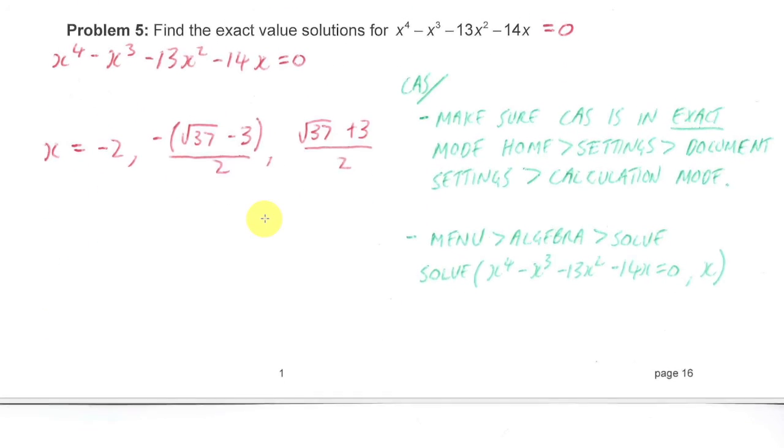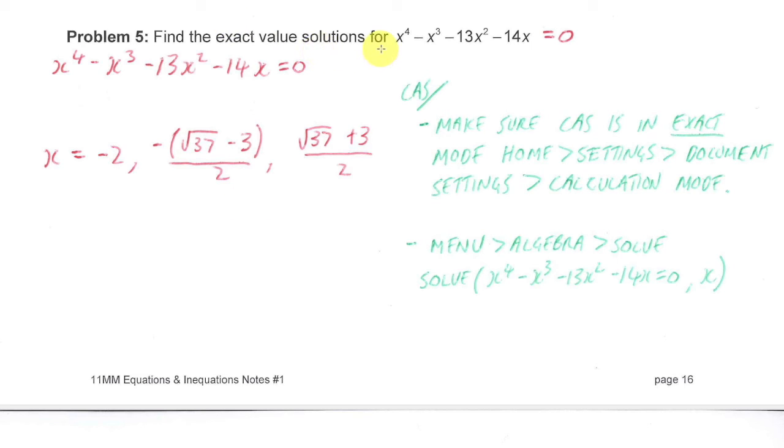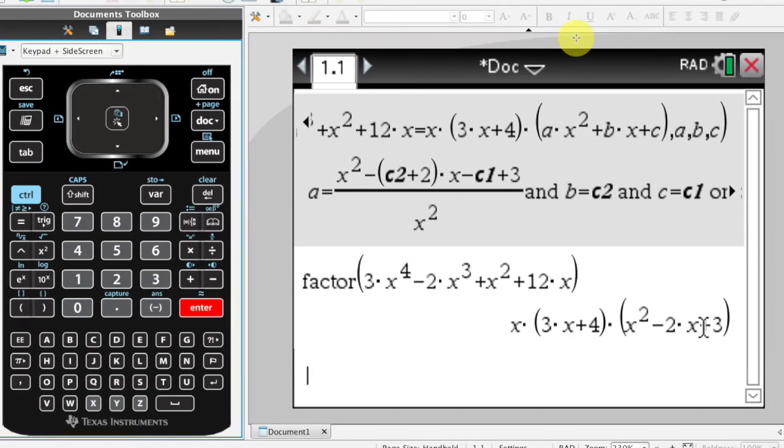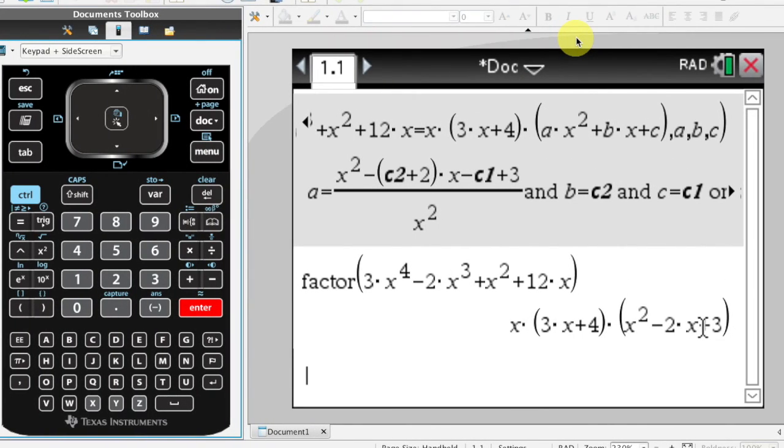In problem 5, we need to find exact value solutions for this quartic. So we've got x to the power of 4 minus x cubed minus 13x squared take 14x, and that's got to equal 0. So, first job is to make sure that we are in exact mode.